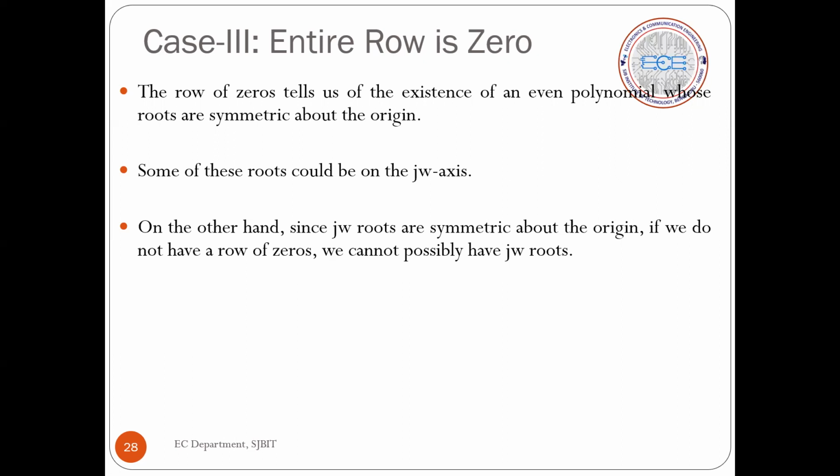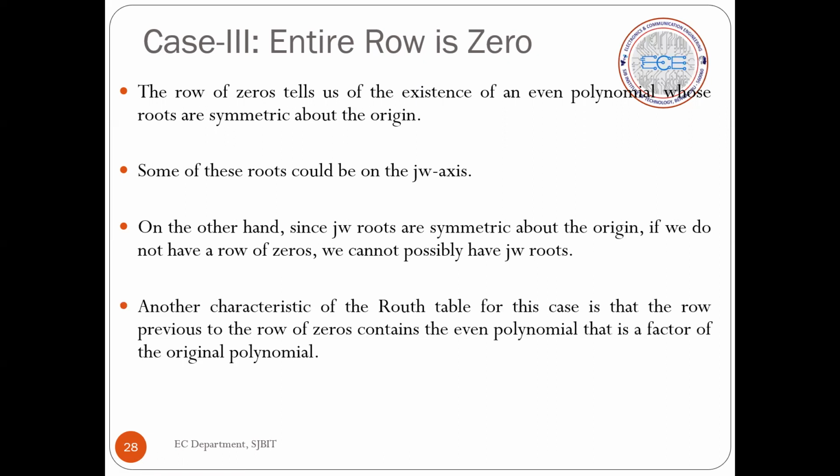On the imaginary axis, if we are getting symmetrical roots, you have to encounter a situation called an entire row becoming zero. If you don't have this situation, there is no possibility of the occurrence of a pair of poles lying on the imaginary axis which is symmetric about the origin.